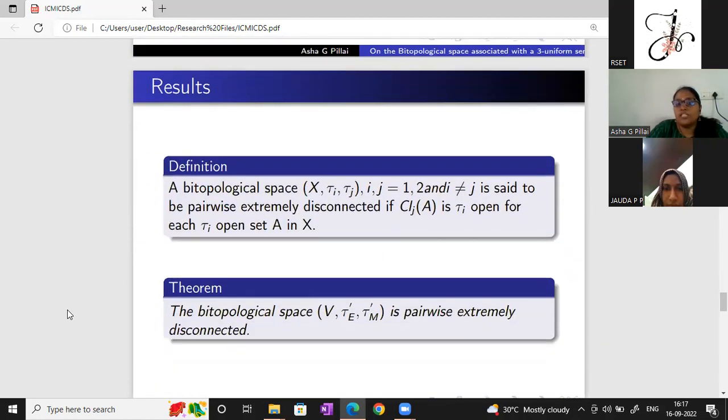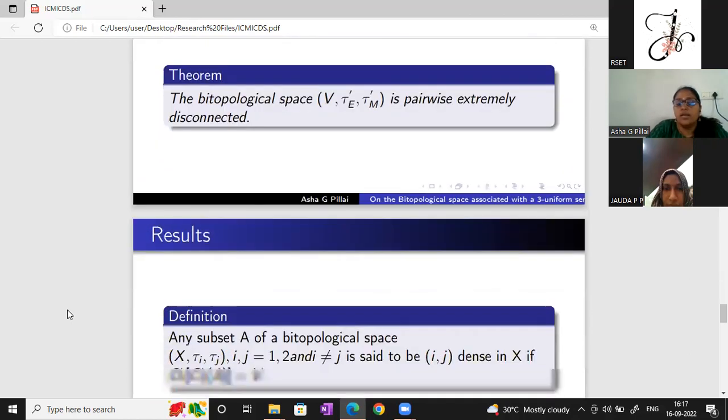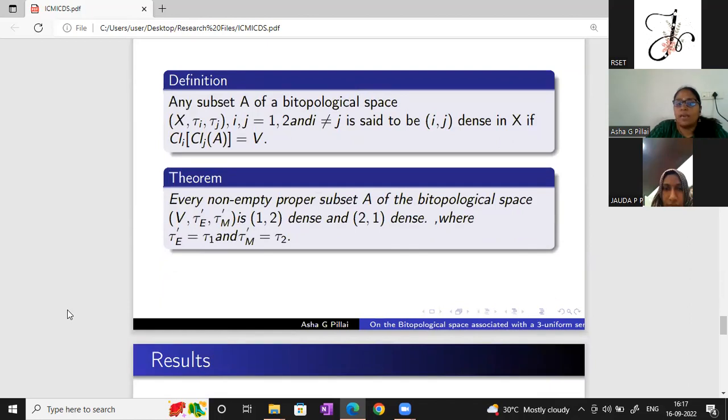A bitopological space (X, τI, τJ) is said to be pairwise extremely disconnected if the closure with respect to τJ of A is τI open for each τI open set A in X. Theorem: the bitopological space that we have defined here, that is (V, τE', τM'), is pairwise extremely disconnected.